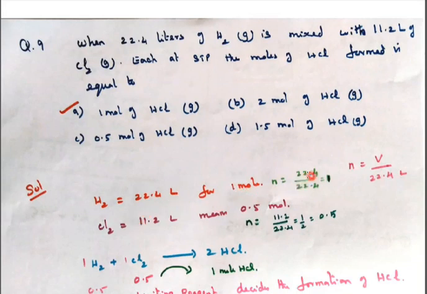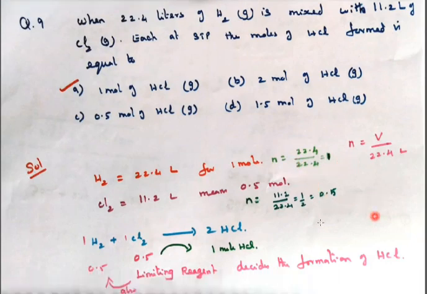So that is 22.4, already given in the question. 22.4 divided by 22.4 equal to 1. And for chlorine, the mole is 11.2 volume, meaning 0.5 mole, because n is equal to V by 22.4. V is nothing but 11.2 liters given for chlorine. So 11.2 divided by 22.4 is nothing but 1 by 2, 2 times 11.2 in 22.4. So 1 by 2 is nothing but 0.5 mole. H2 is 1 mole and chlorine is 0.5 mole.